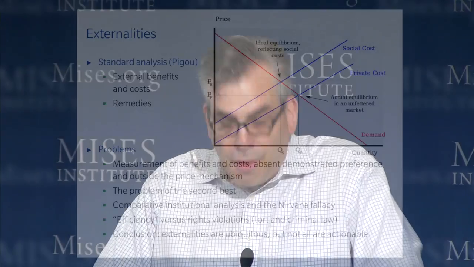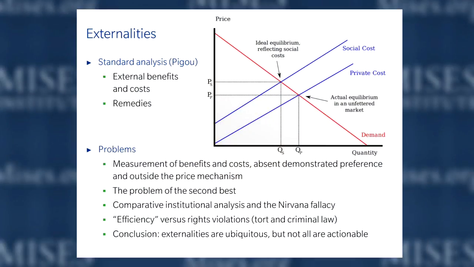Just from a theoretical point of view, measuring costs and benefits absent demonstrated preference, without looking at the actions that people actually take, is ambiguous and subjective. I mean, what is the cost to the farmer of pollution? That may be something that's not possible to quantify, right?